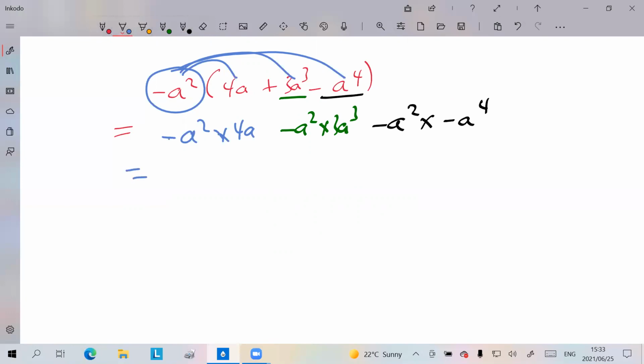So minus 1 times 4 is minus 4. A squared times A to the power 1, write down the A, 2 plus 1 is 3. Right, with this one, minus 1 times 3 is minus 3. A to the power 2 plus 3 is a to the power 5. Then you've got minus 1 times minus 1, which is plus 1. A to the power 2 plus 4 is 6. That is your answer. Don't need anything else.